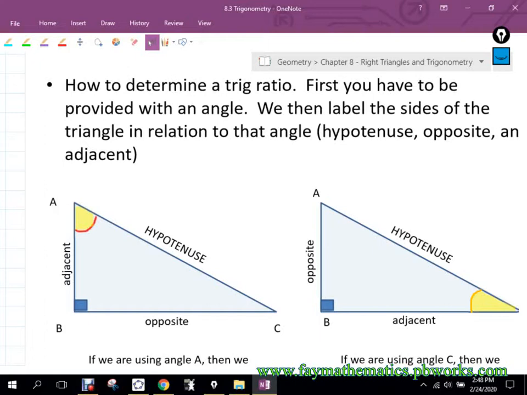To be able to explain that, we have to have some common agreement on the way we're going to identify parts of a triangle. So when I say sine, cosine, and tangent, those are called trigonometric ratios, or trig ratios for short. Ratio means the fraction, right? It's a distance divided by a distance.